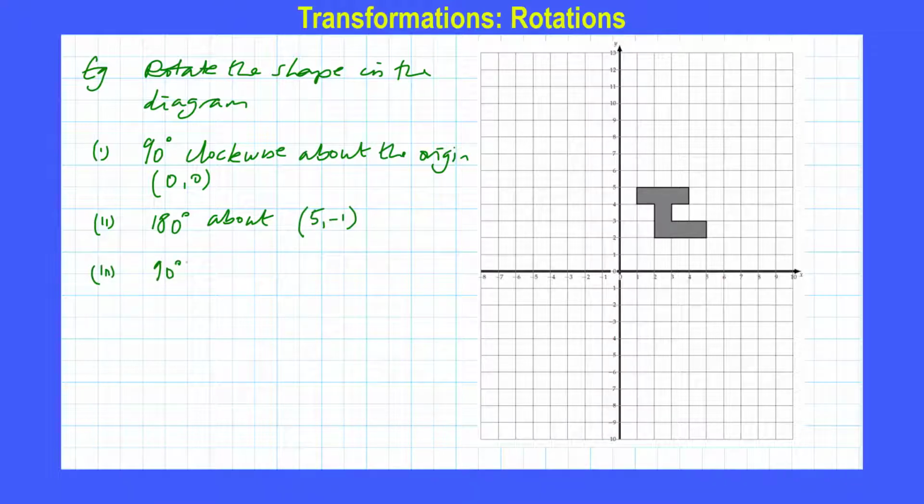The process is going to be the same, but we must make sure we know how far we're turning the shape and about which point. They are the crucial pieces of information that we have to have.